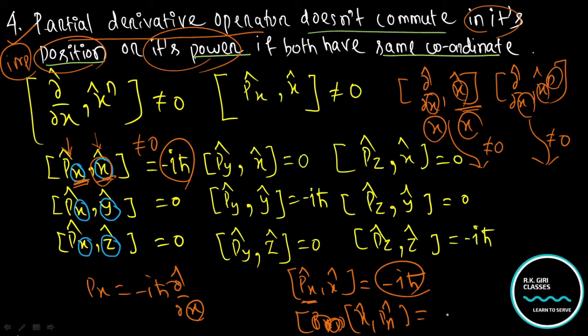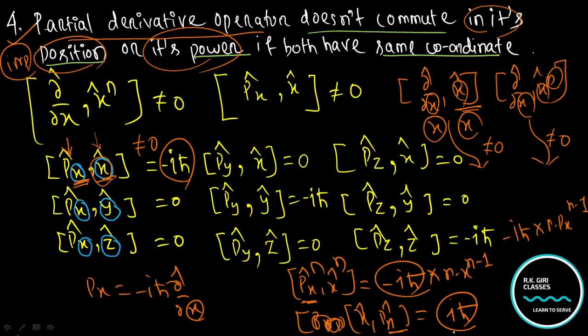When it was x, p_x, it was minus iħ. If you put n here, that means into n, into x to the power n minus 1. If this is p_x to the power n, just put minus iħ into n into p_x to the power n minus 1. That was the case, and similarly this case also, right? For an operator having power n, just multiply with n into operator to the power n minus 1.